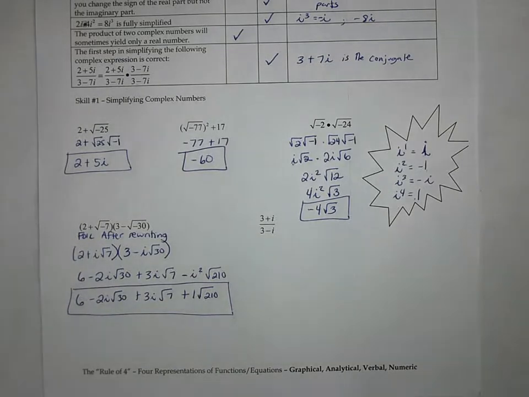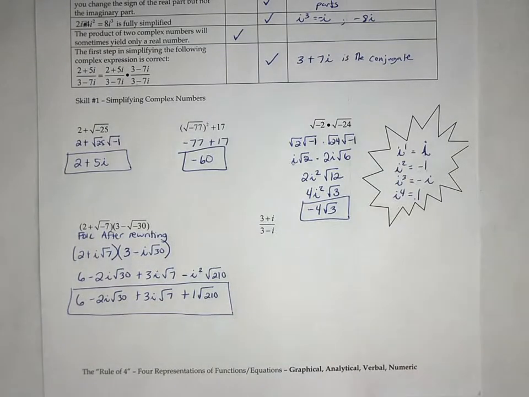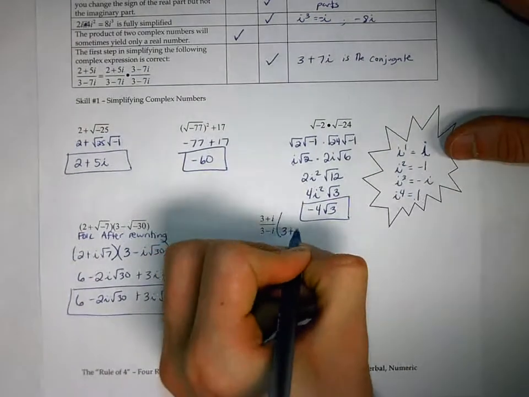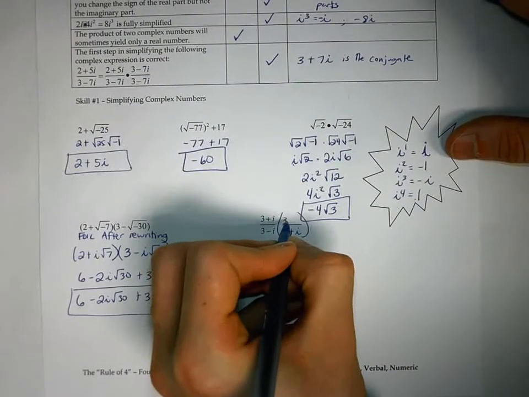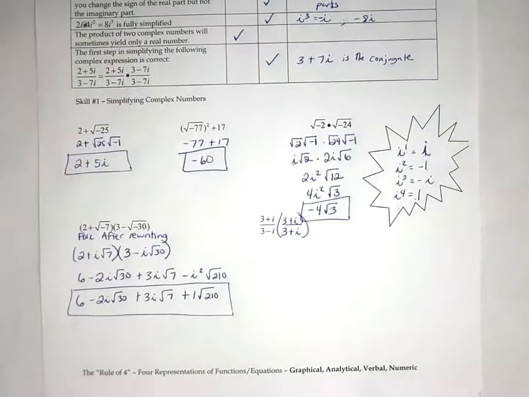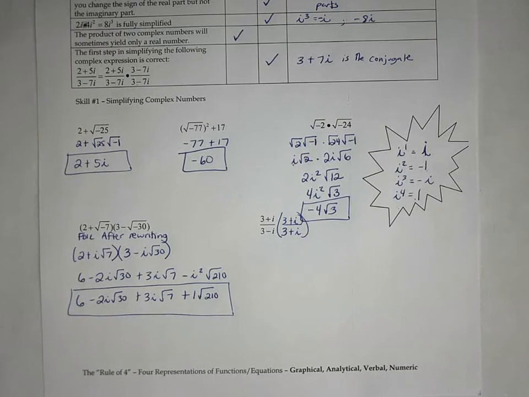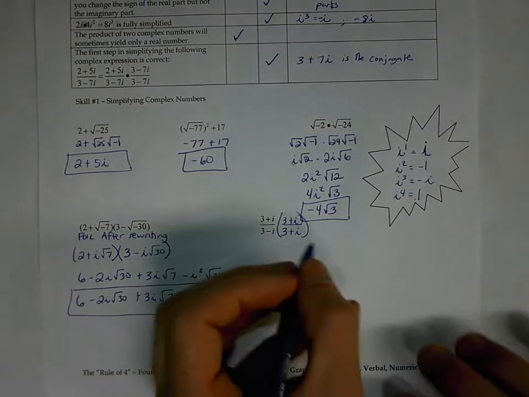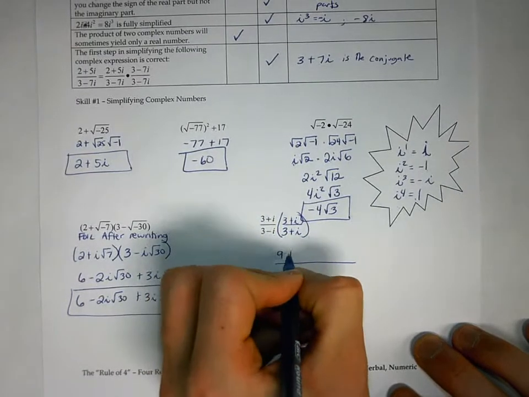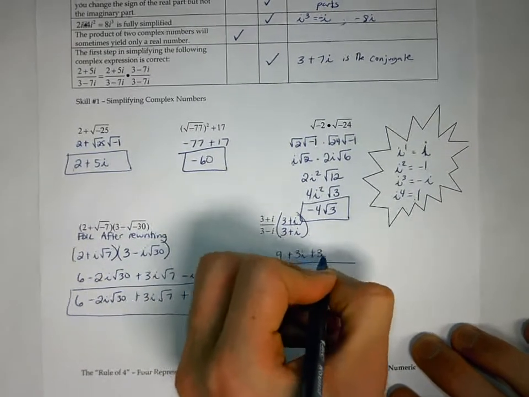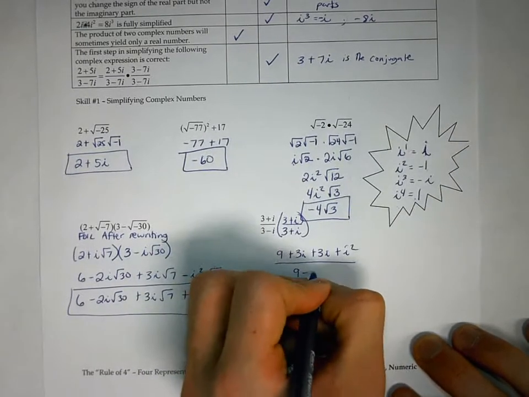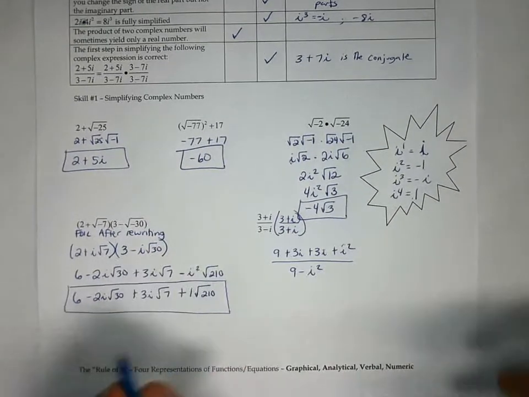And then finally the last one is an example of using the conjugate. When we want to get something out of the denominator, we multiply both the numerator and denominator by the conjugate. So 3 minus i, the conjugate is 3 plus i. So at the top, we'll FOIL out 3 plus i with 3 plus i, which is going to give us 9 plus 3i plus 3i plus i squared. The denominator, I've got 9 minus an i squared.